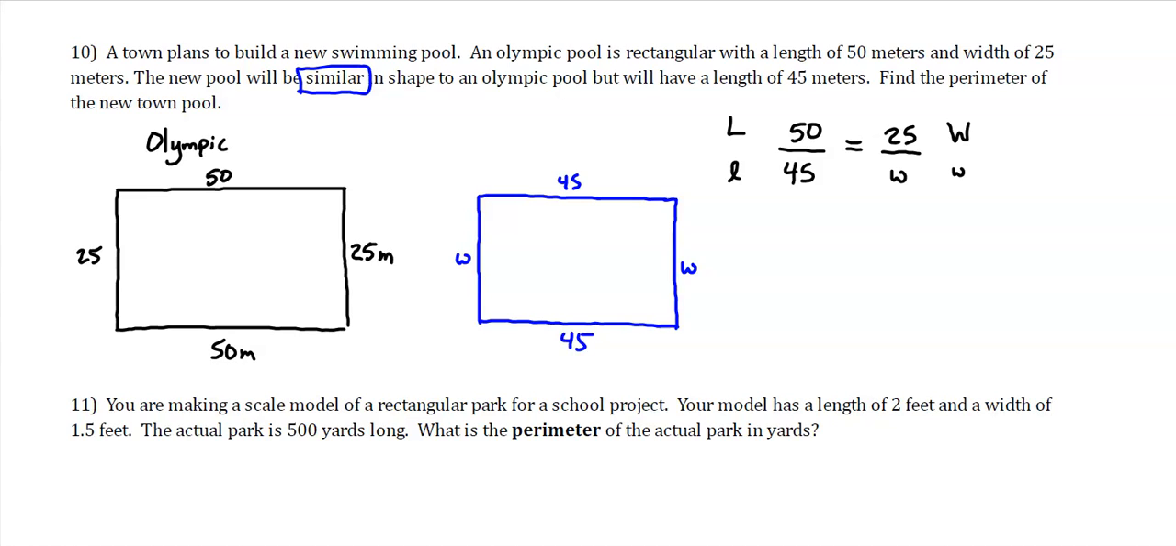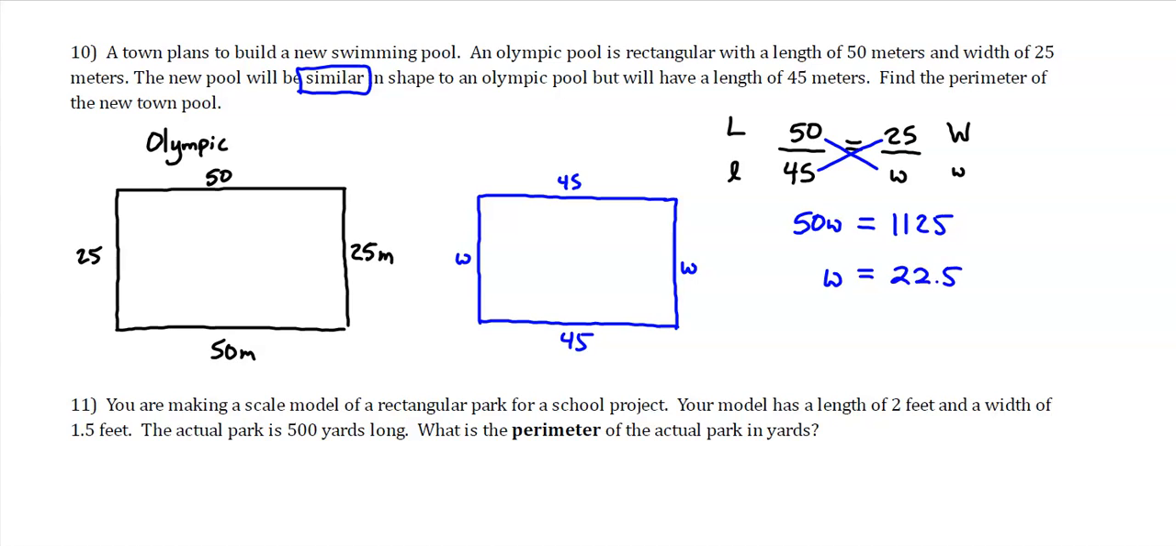We better get something a little smaller than 25. Not much, but a little bit. So that's 50w equals 45 times 25, which is 1125. And when you divide both sides by 50, it looks like it's 22.5.